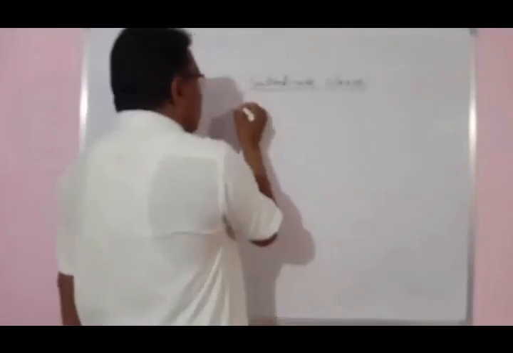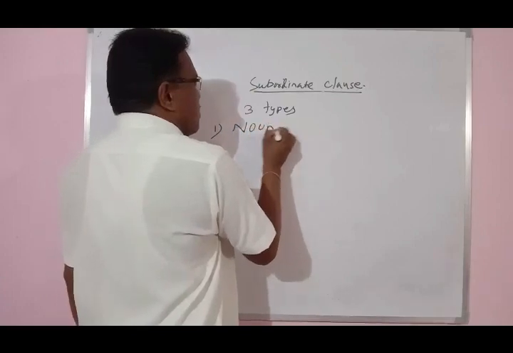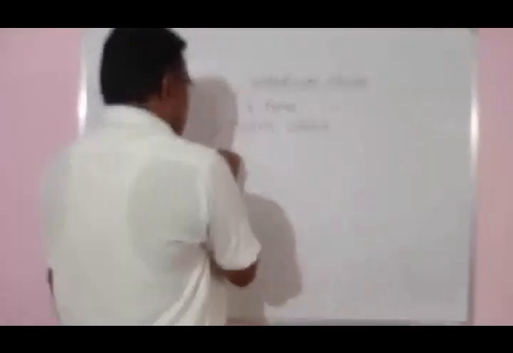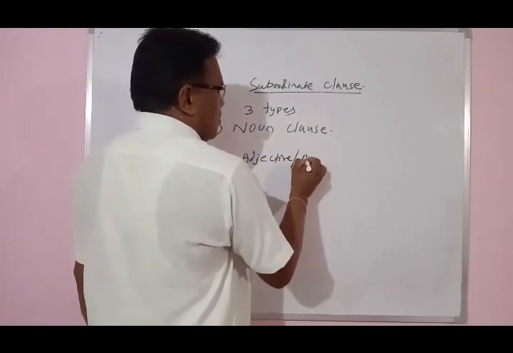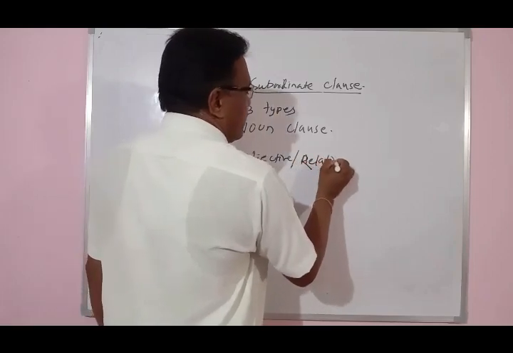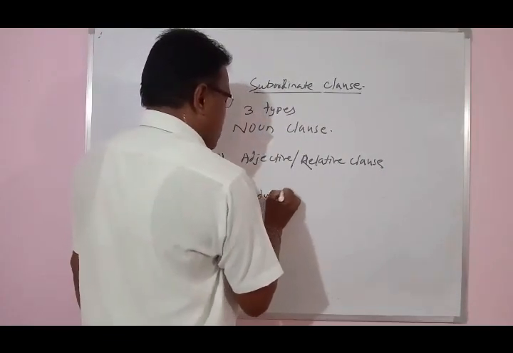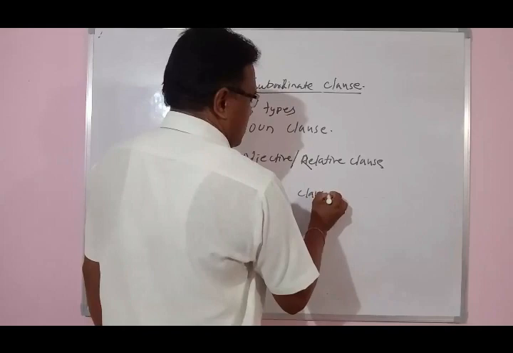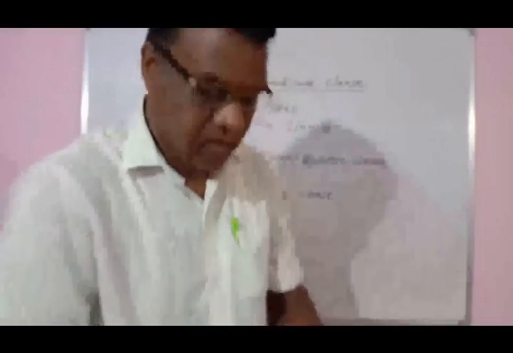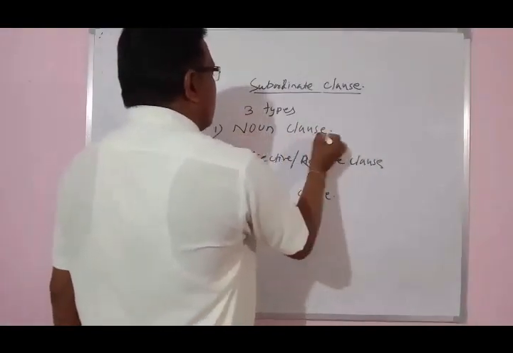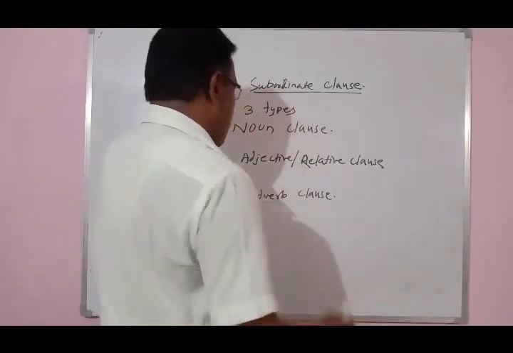Subordinate clauses are of three types. One is noun clause. Second one is adjective or relative clause, and the third one is adverb clause. So students, subordinate clauses are of three types. One is noun clause, another is adjective clause or relative clause, and third one is adverb clause.